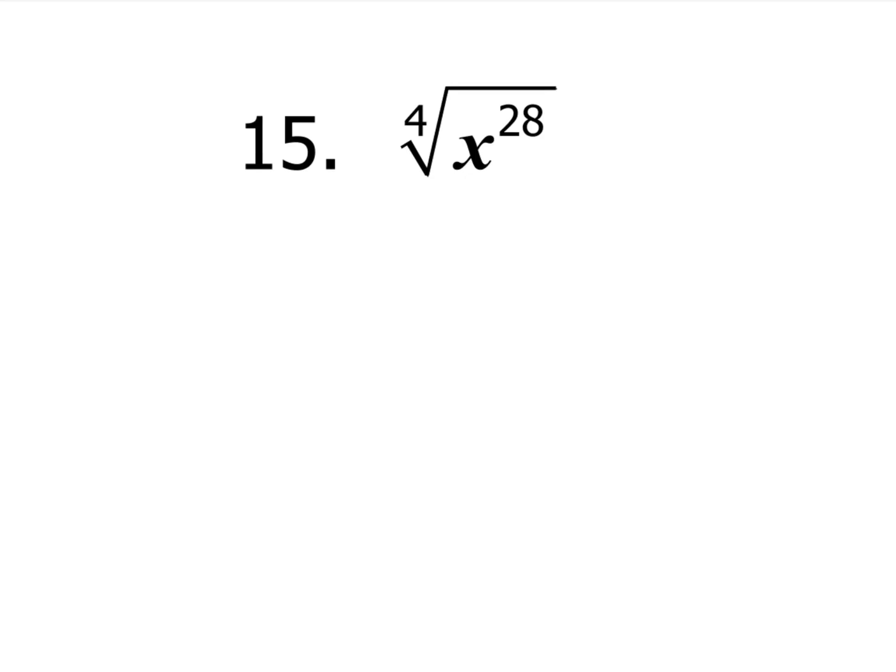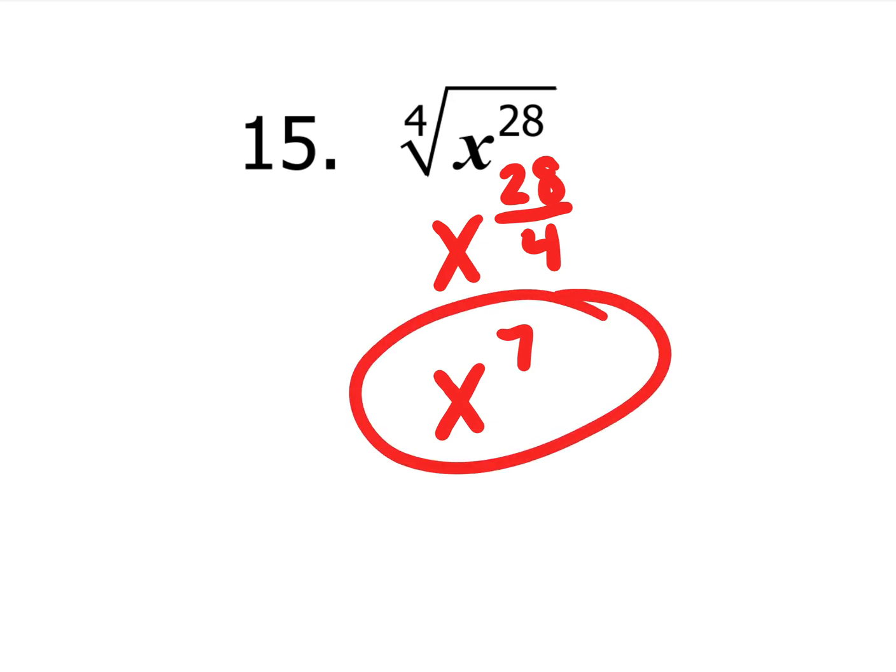Right. One more. Remember to do inside divided by outside. So the x just has the exponent 28, and it's going to be divided by the 4 that's on the outside. 28 divided by 4 is 7. So that would be my answer.